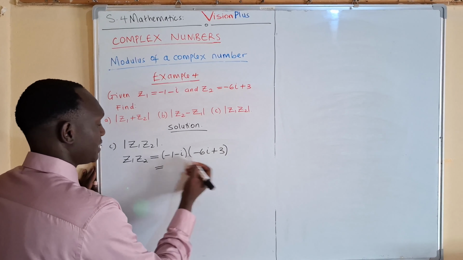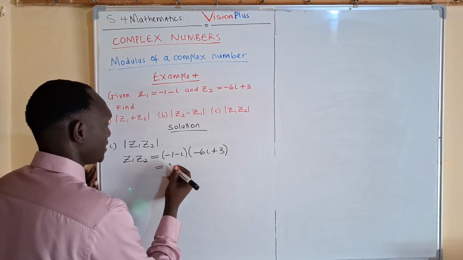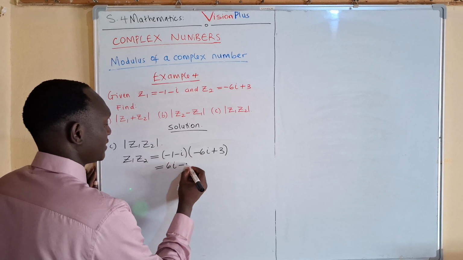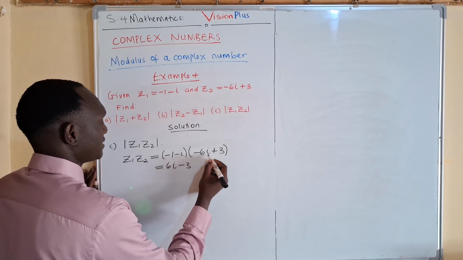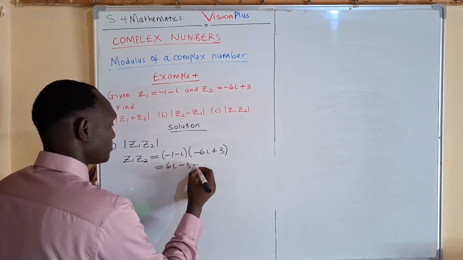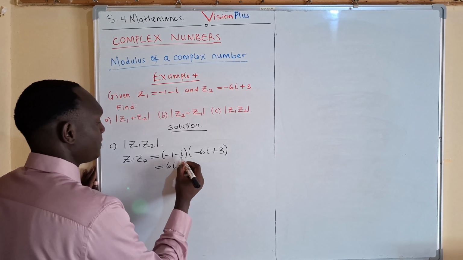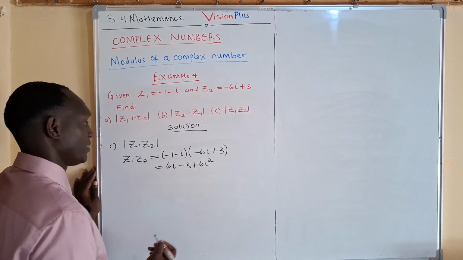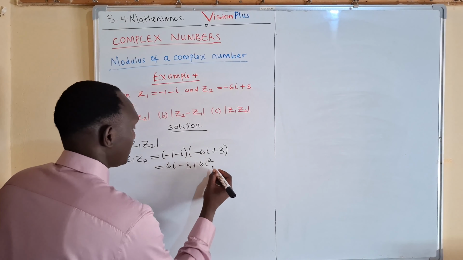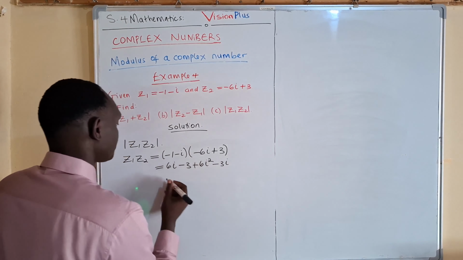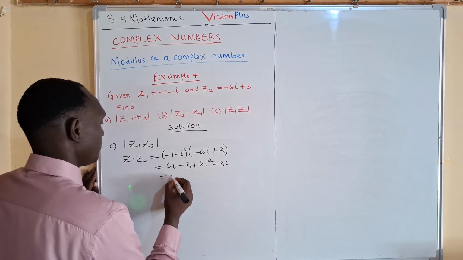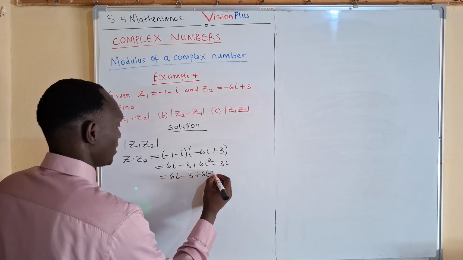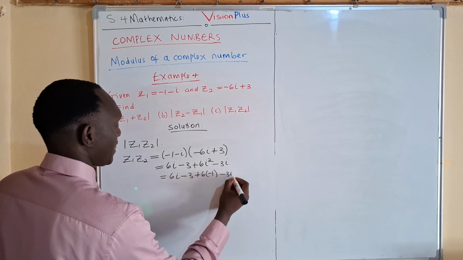Negative 1 times negative 6I gives us positive 6I. Negative 1 times 3 is negative 3. Negative I times negative 6I gives us positive, because negative times negative is positive, 1 times 6, 6I squared. The negative I times 3 gives us negative 3I. And then we proceed here. I'll have 6I minus 3 plus 6I squared minus 3I. But what is I squared? I squared is negative 1.